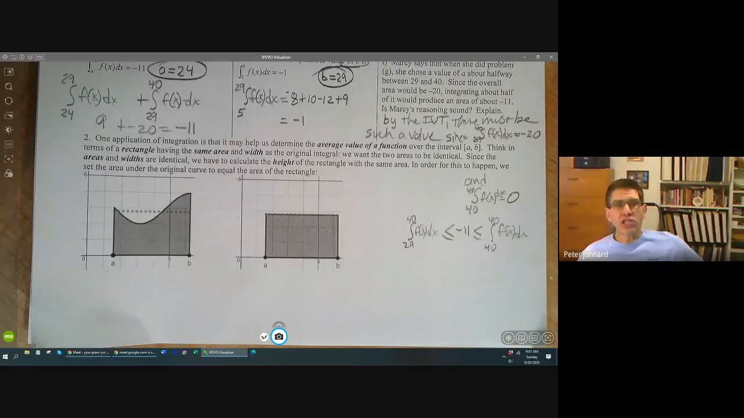So one application of integration is that it may help us determine the average value of a function over an interval. The average value of a function would be like waking up in the morning and every hour writing down the temperature. You'd have 24 different measurements, and you'd take the average of those 24 measurements. So if you have a graph of the temperature changing during the day, you would have the average value during the day.